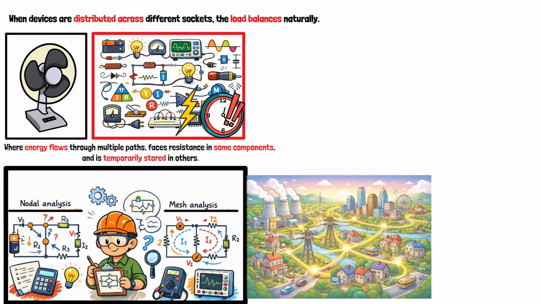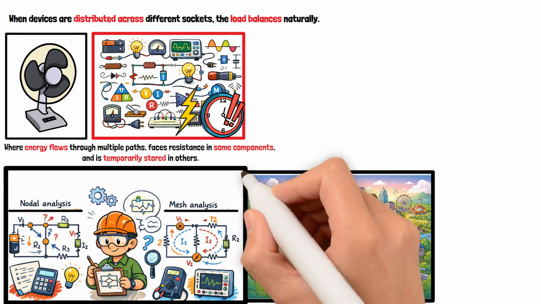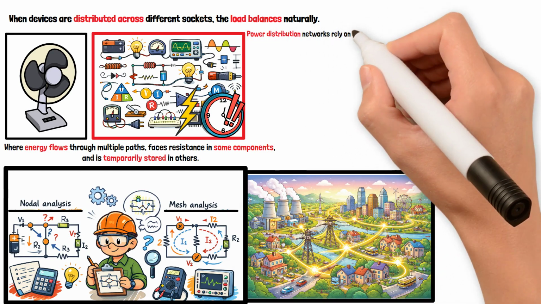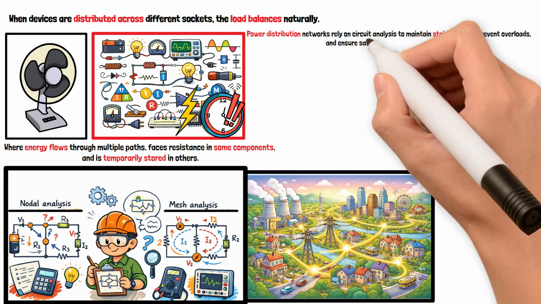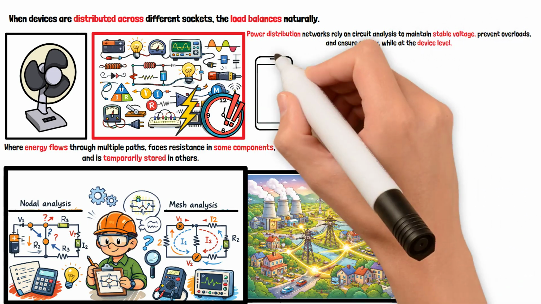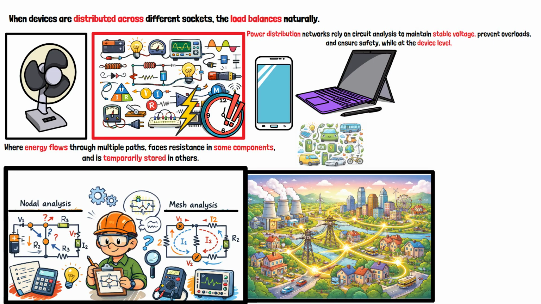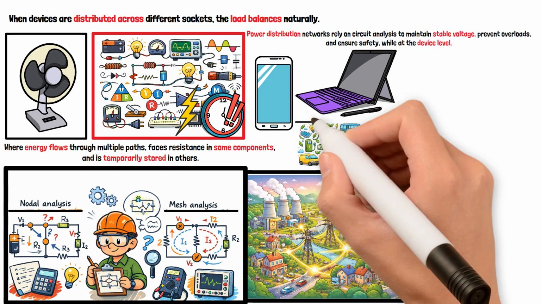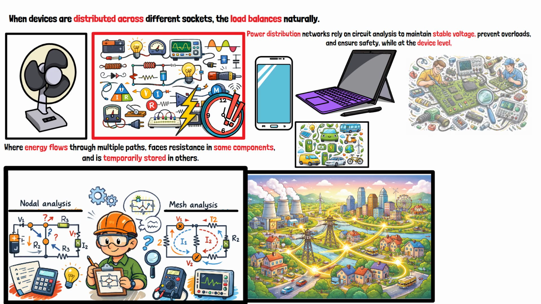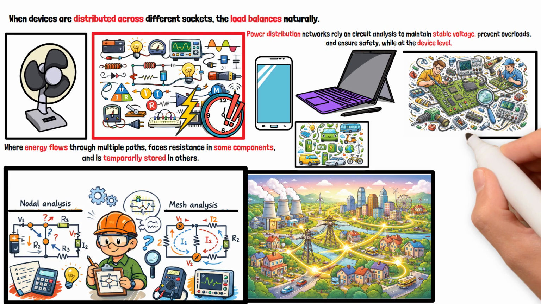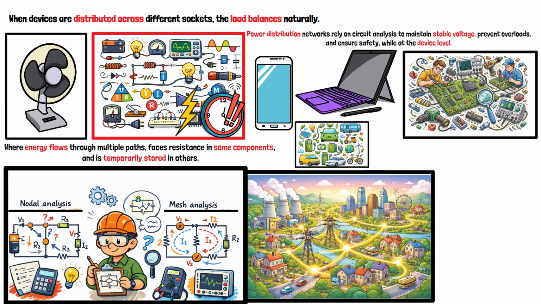On a much larger scale, the same principles govern how electricity is delivered across entire cities. Power distribution networks rely on circuit analysis to maintain stable voltage, prevent overloads, and ensure safety, while at the device level, everything from smartphones and laptops to electric vehicles depends on precise circuit behavior to function efficiently and reliably. In practical engineering work, circuit theory is applied when designing printed circuit boards, diagnosing faults in electronic systems, optimizing power consumption, and ensuring components operate within safe limits.